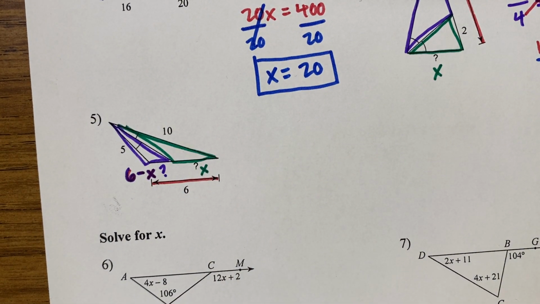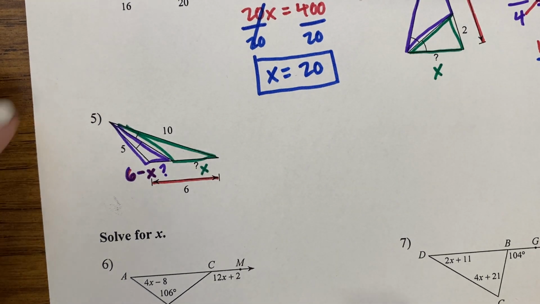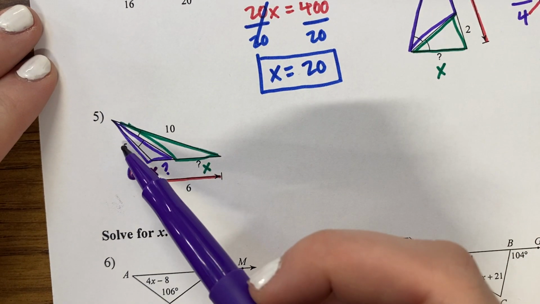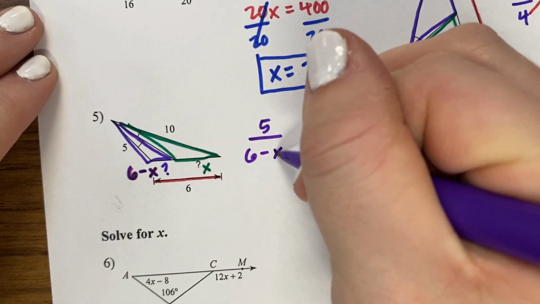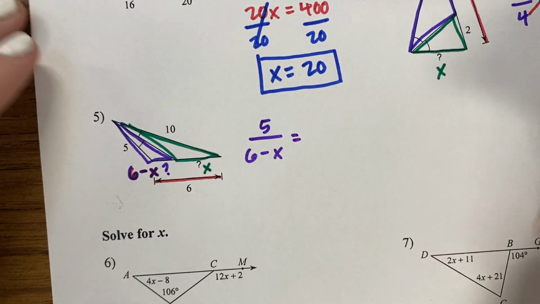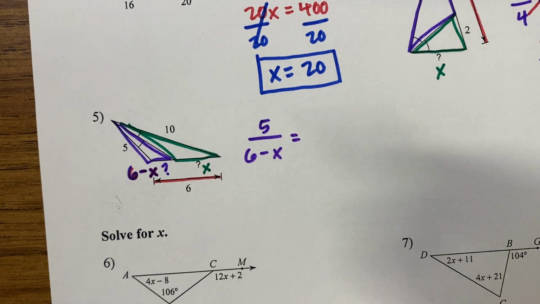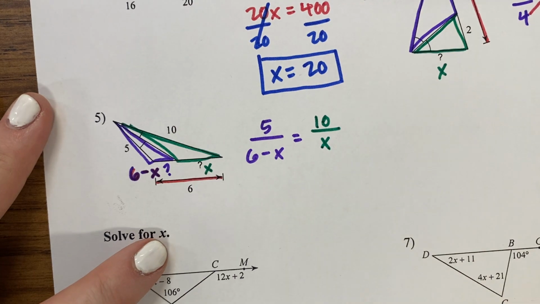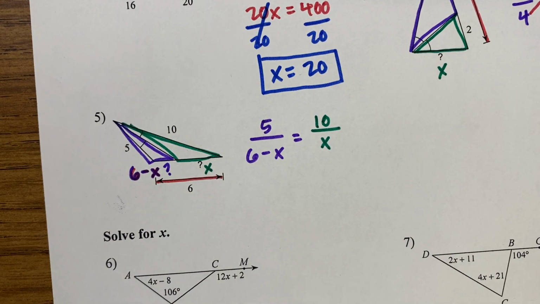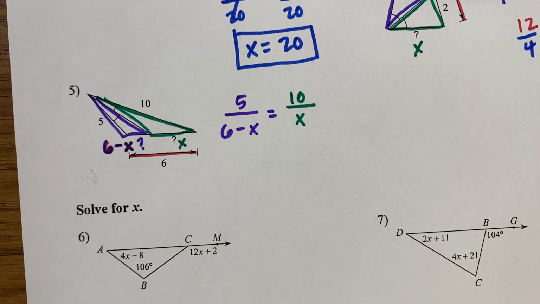Okay, so this is going to look a little different, and that's okay. We're still going to set it up proportionally. So I'm going to go top over bottom. So we have 5 over 6 minus x is equal to top over bottom, 10 over x. It looks a little different, but we're going to solve it the exact same way.